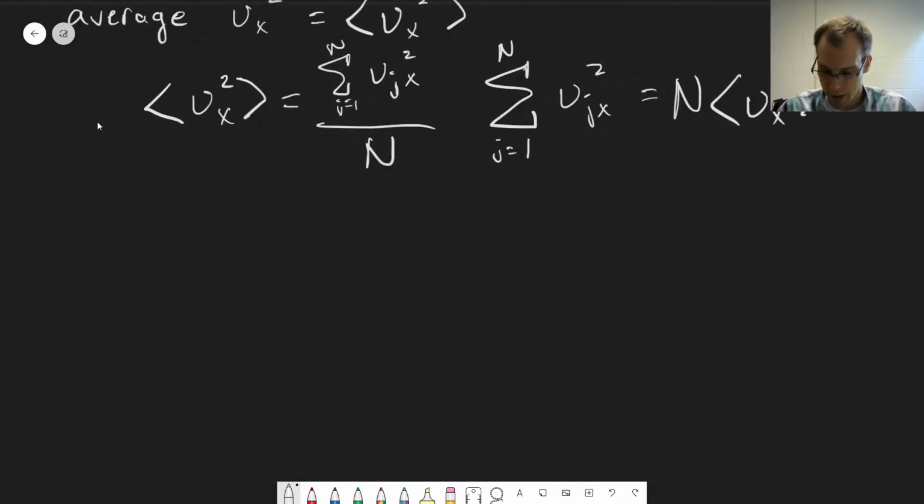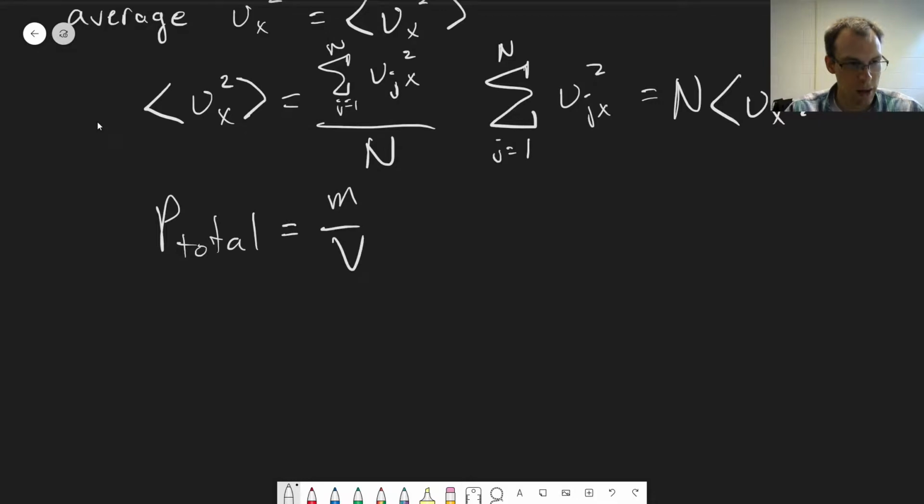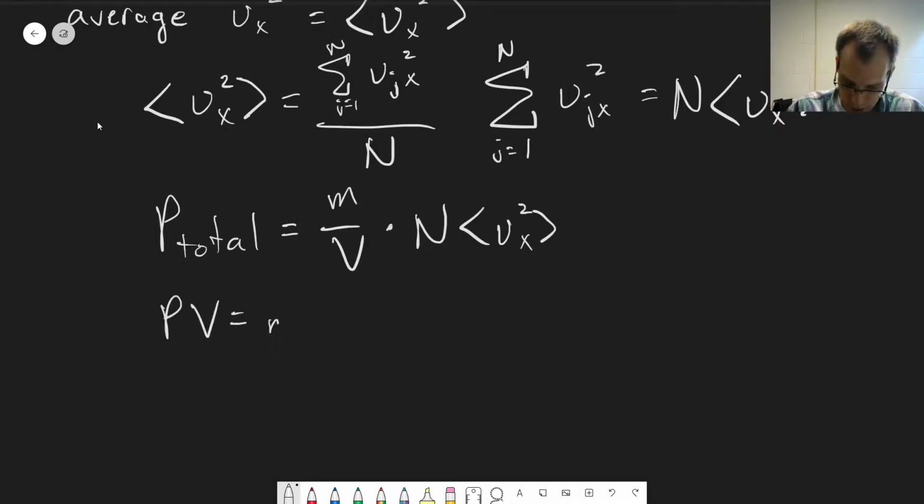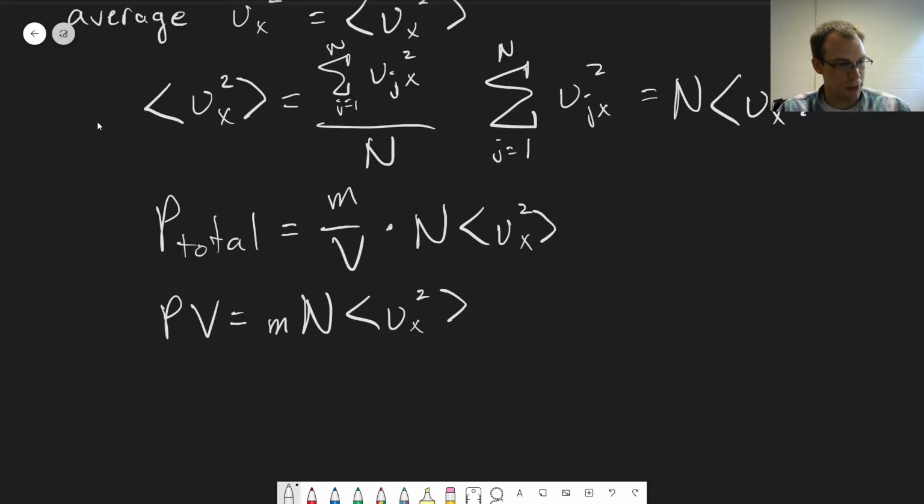So then we can take our P total equation and say that it is equal to m over V times big N times the average of ux squared on the inside, the average of the square of the velocity. Or we can say PV equals m times big N times ux squared average. Okay, now something you may notice is that we're getting something that sort of looks like the ideal gas law here, right? We have pressure times volume on one side. We have N, big N. This is related to the moles, right? We could change this to be in terms of moles instead of total number of particles like we have right now if we divide by Avogadro's number.